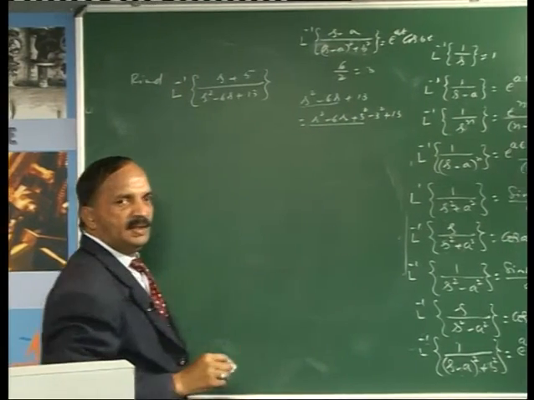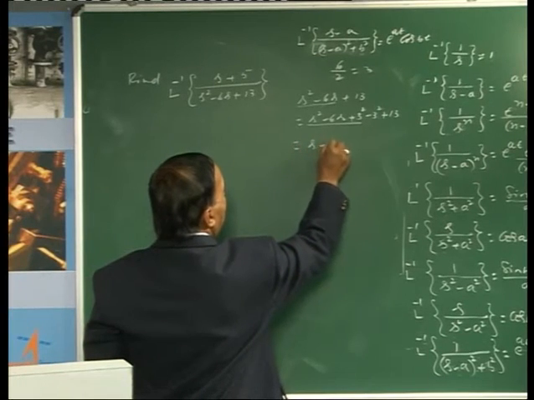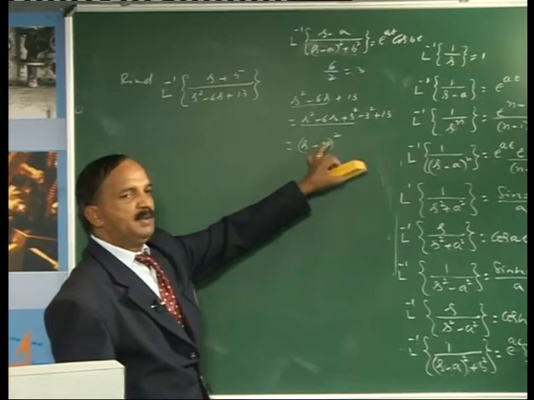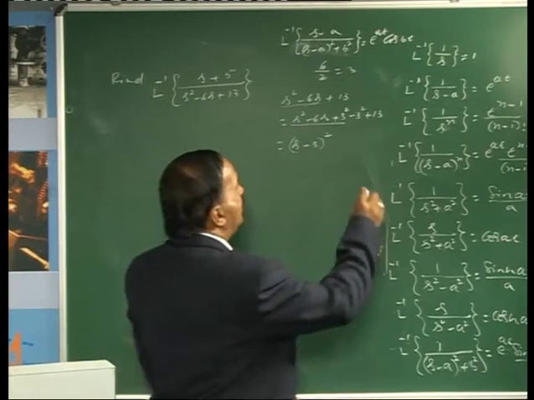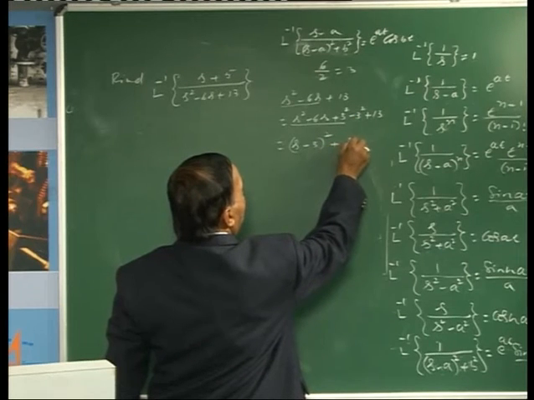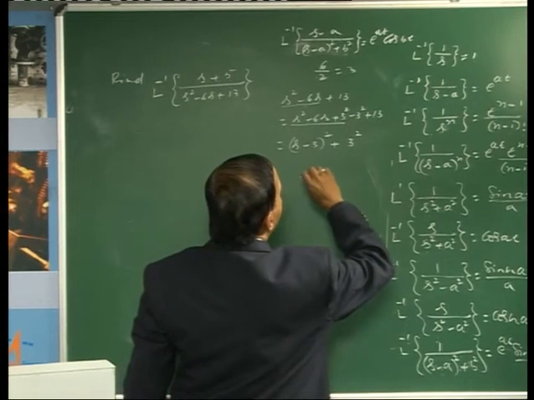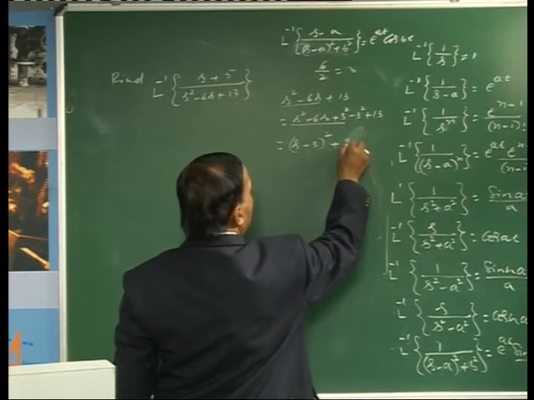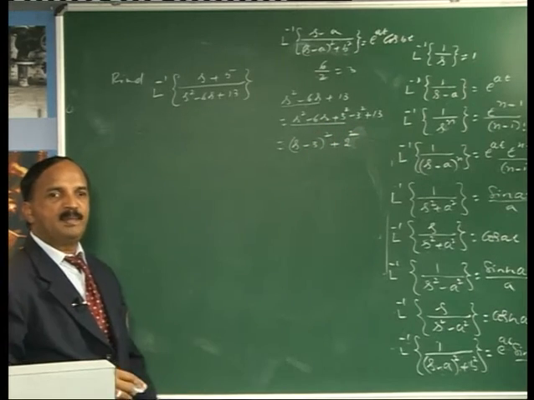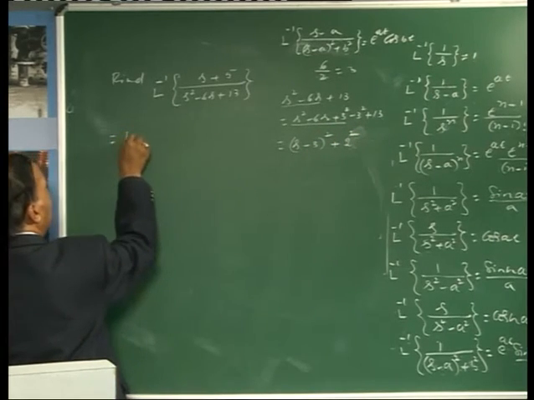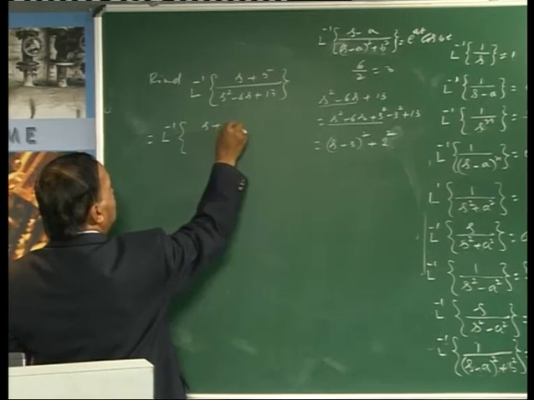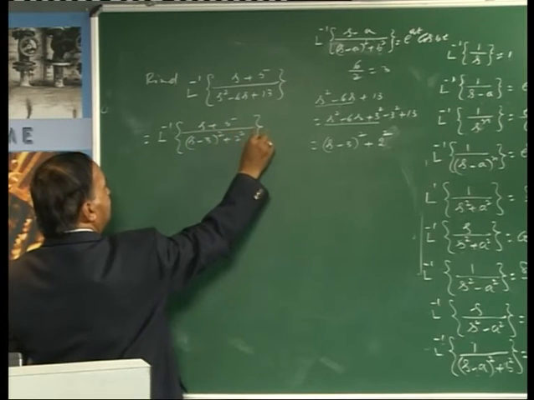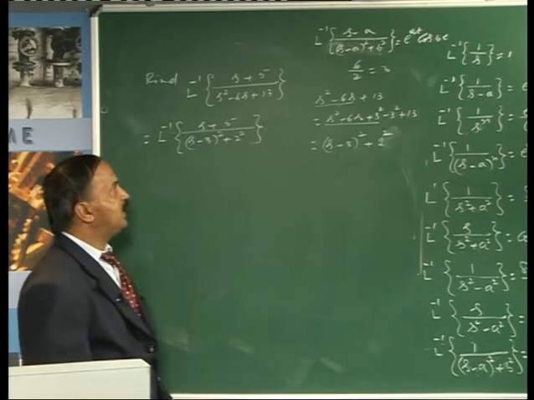From the first three terms, this is equal to S minus 3 whole square, a minus b whole square formula, plus 13 minus 3 square, 13 minus 9, that means 4, which is 2 square. So S minus 3 whole square plus 2 square. Now you write this equal to L inverse of S plus 5, write the same, divided by S minus 3 whole square plus 2 square.